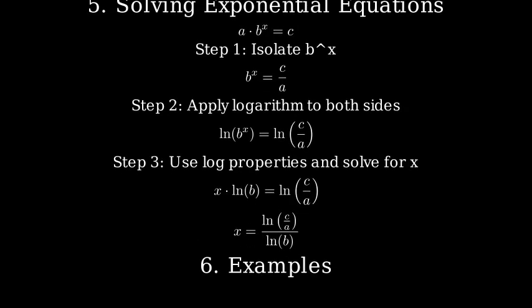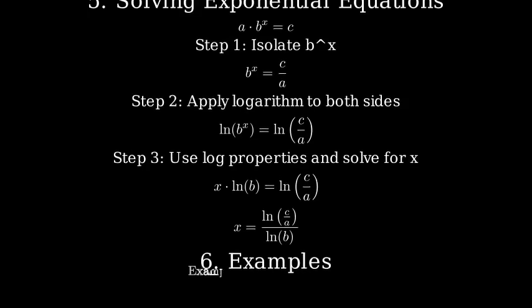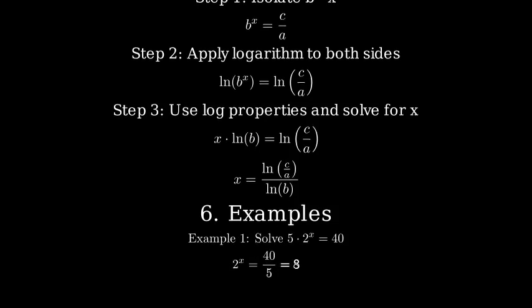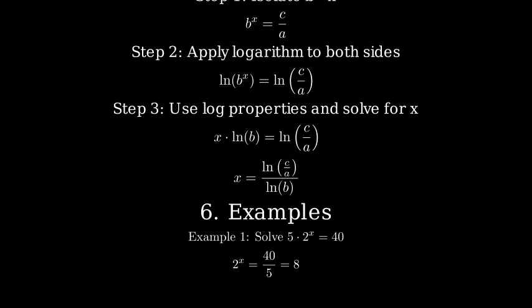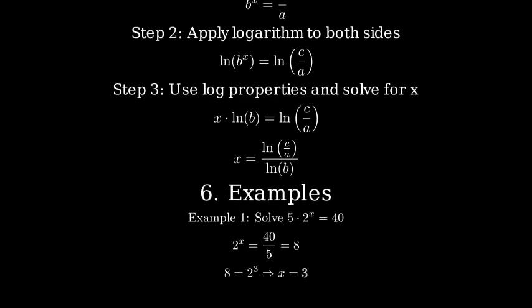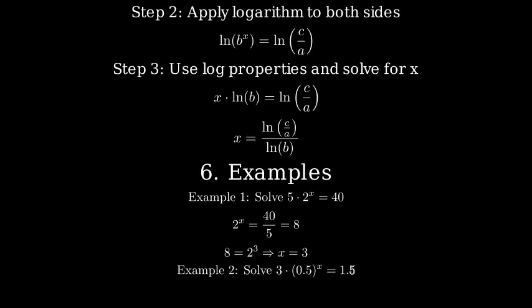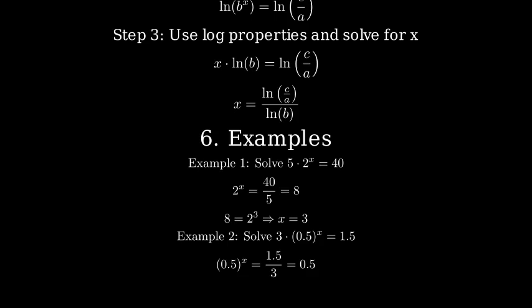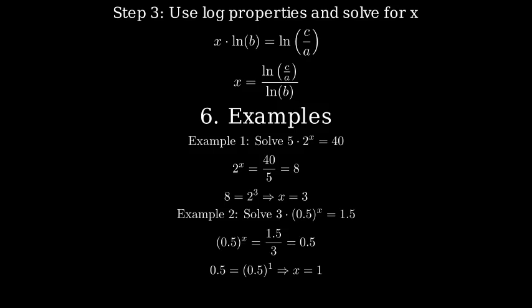Let's work through some examples to practice solving exponential equations. Example 1. Solve 5 times 2 to the power of x equals 40. First, we isolate 2 to the power of x by dividing both sides by 5. This gives us 2 to the power of x equals 8. Now, we can recognize that 8 equals 2 cubed, so x must equal 3. Example 2. Solve 3 times 0.5 to the power of x equals 1.5. Isolating the exponential term, we get 0.5 to the power of x equals 0.5. Since 0.5 equals 0.5 to the power of 1, we conclude that x equals 1.